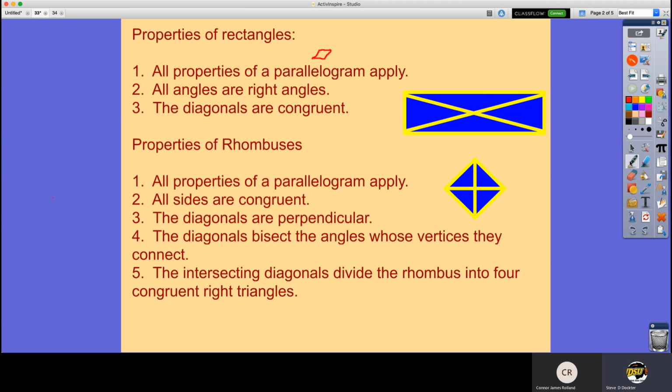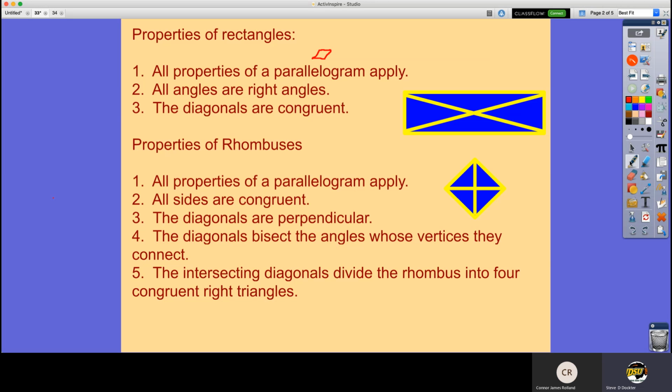All right, looks like you guys are finished. As I said, for parallelograms, we can break that down into more specific parallelograms. First one would be a rectangle. Main things that we need to know about a rectangle.